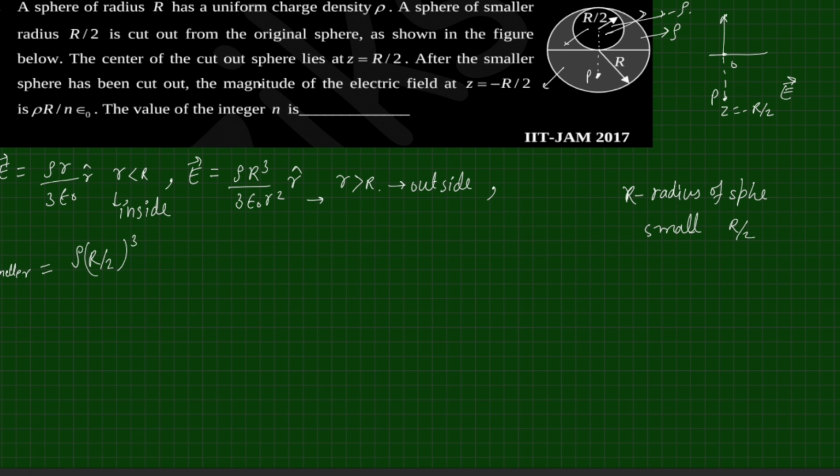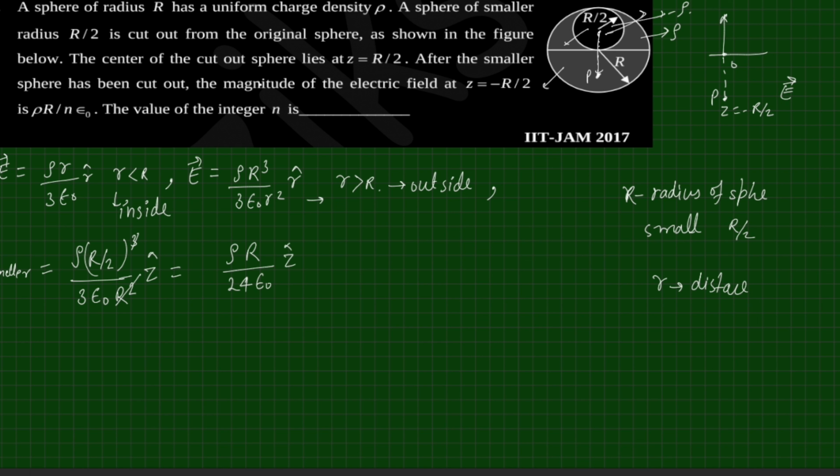rho R by 2 whole cube and 3 epsilon naught, and capital R is the distance where the electric field is being measured. So the distance from here to here is R. That's why we use R square and Z cap. So the R square will cancel out, one R will be left over, and 24 epsilon naught Z cap.